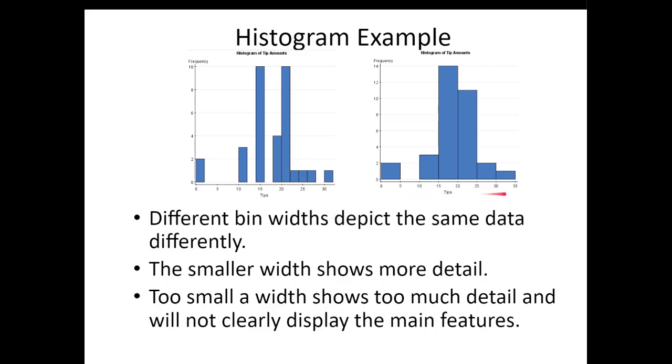Notice that we still have tip amounts being put into bins here on the x-axis, and the y-axis is showing the frequency. Here it appears that this bin is between 14 all the way up to 16. It's saying that there were 10 instances where there was a tip between 14 all the way up to 16. Here the information is just compiled in a wider bin. So the same information is showing here, but it has been distributed into the wider bins.